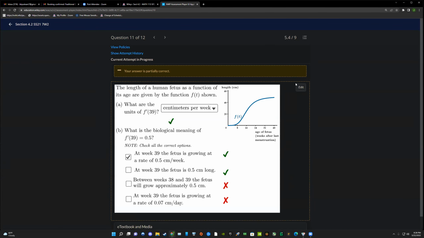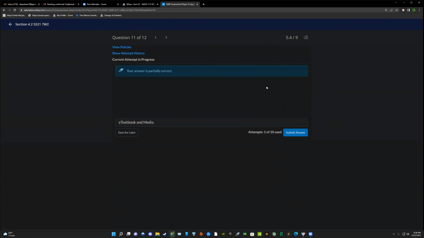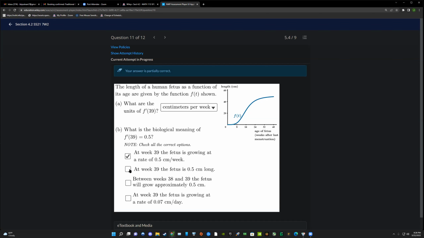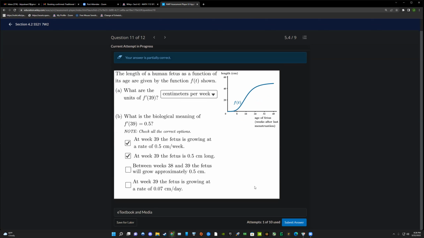Because you can select all that are correct. Oh, I was assuming it was just one. So yeah, it looks like maybe. So that is true because at week 39 the fetus, no, because at week 39 it's not 0.5. Between weeks 38 and 39 the fetus will grow approximately 0.5. So that's true, I think, because they're saying that is the slope there.